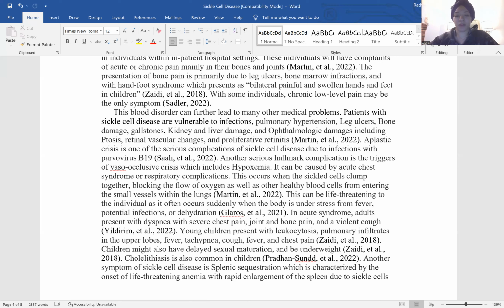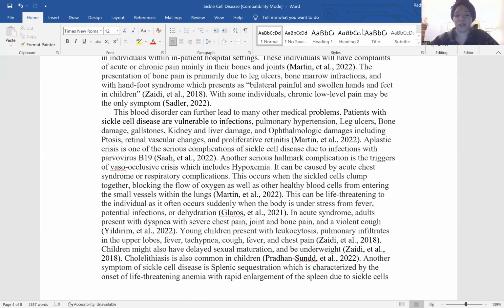Young children present with leukocytosis, pulmonary infiltrates in the upper lobes, fever, tachypnea, cough, and chest pain. Children may also have delayed sexual maturation and be underweight. Cholelithiasis is also common in children.